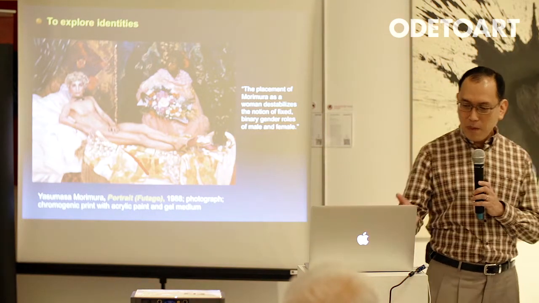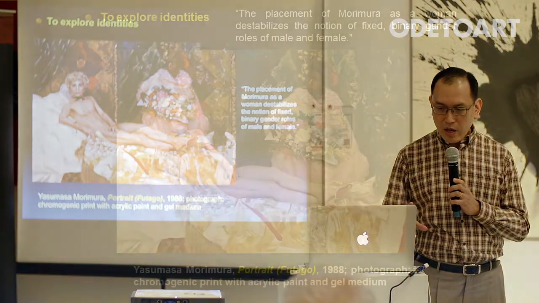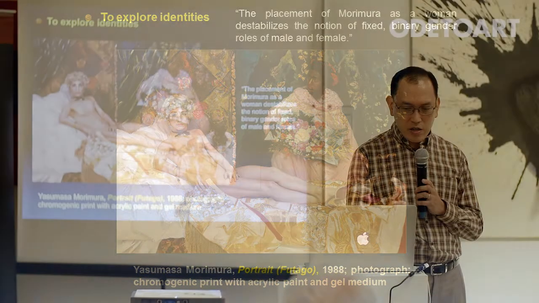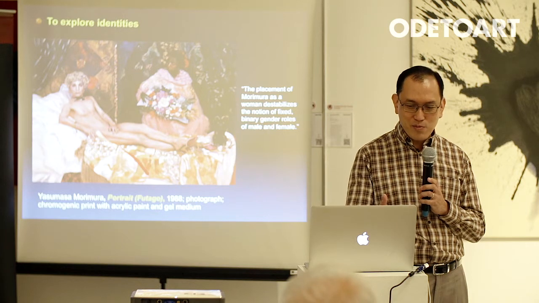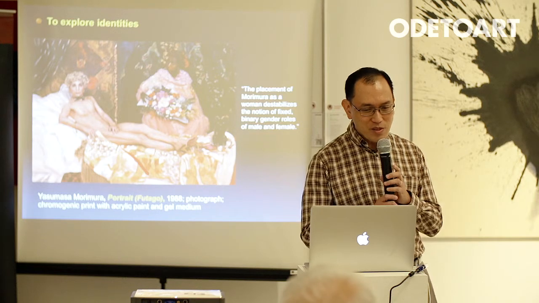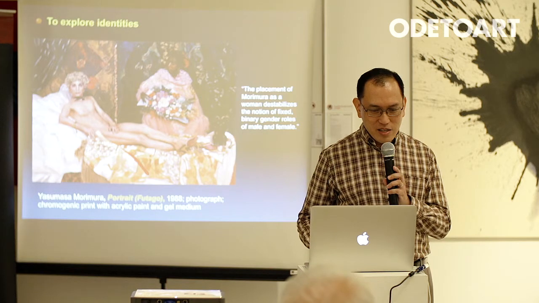Okay, so Morimura sort of appropriates the painting of Manet. But this work is not a painting; it's actually a photograph. And he manipulated it in such a way that he's being shown here both as the nude itself and the black servant. That's both, the artist playing both roles. And here, of course, he's wearing a wig.